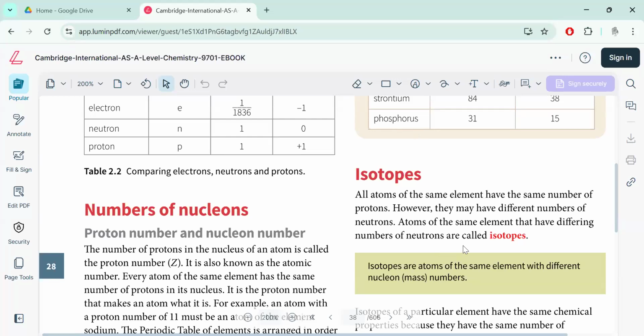So here we have isotopes. All atoms of the same element have the same number of protons. However, they may have different numbers of neutrons. Those atoms of the same element that have differing numbers of neutrons are called isotopes. So just take note of this. This is a theory. So isotopes are atoms of the same element with different mass numbers. They have the same number of protons, but they have different numbers of neutrons. So just take note of that. They are called isotopes.